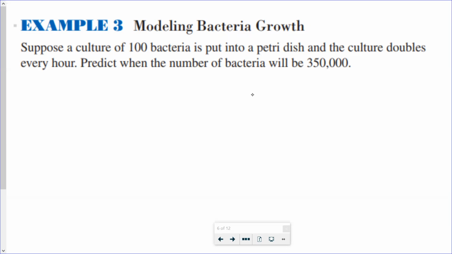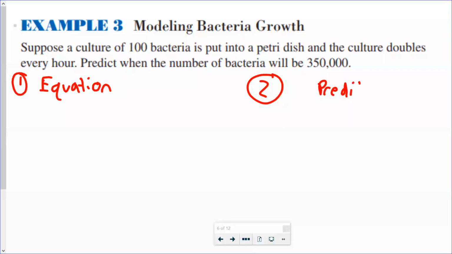Now, this is really kind of a two-part question. Part one, we need to come up with an equation that models what's going on here. Part two, what we're going to do is then make that prediction based on our model.